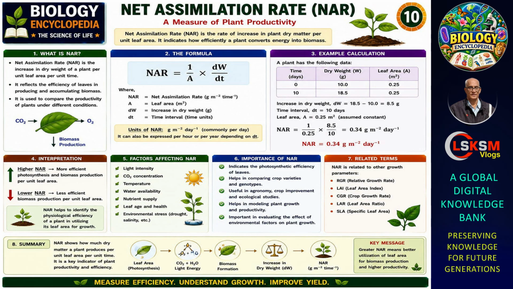Ten. Net assimilation rate, NAR. Net assimilation rate represents the increase in plant biomass relative to its photosynthetic leaf area. It helps evaluate how efficiently leaves convert light and carbon dioxide into new plant material.